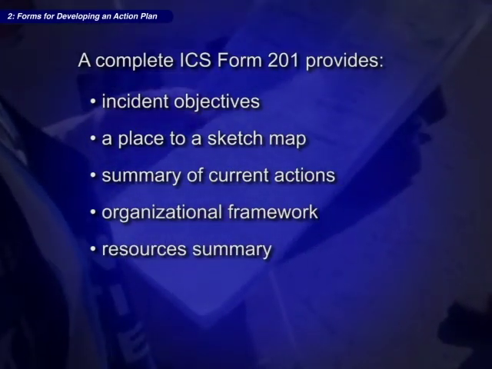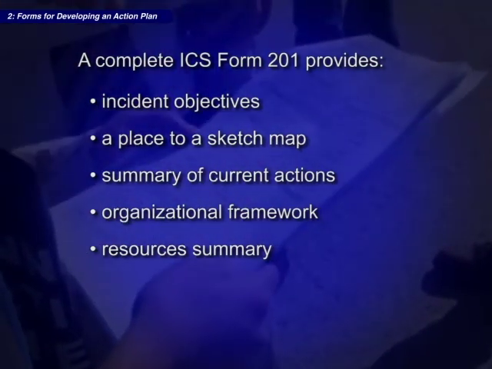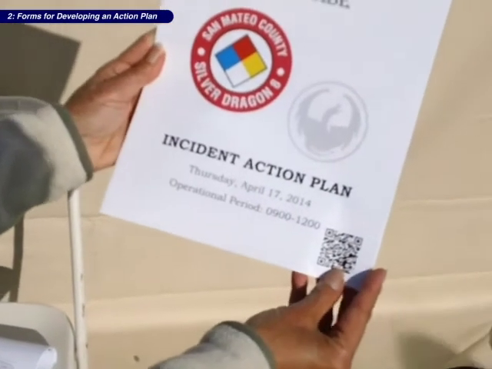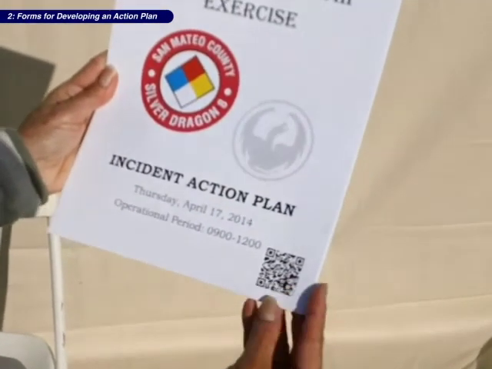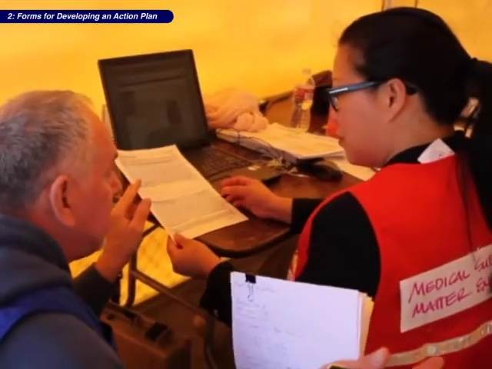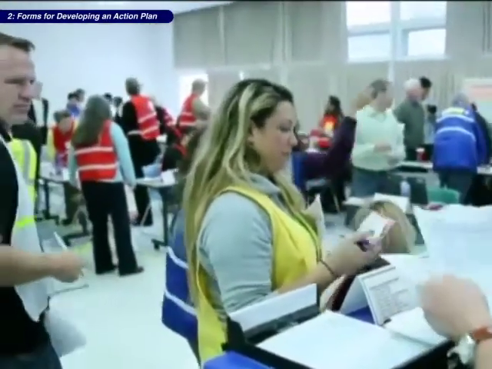ICS Form 201 should be used whenever possible because it serves as a written record of the incident at the time of the briefing. In addition to standardized ICS forms, an action plan may include other documents. For example, the action plan for a health department responding to a disease outbreak may include a case definition, questionnaire for interviewing cases and contacts, disease reporting form. The completed action plan should be distributed among the various management and general staff positions.